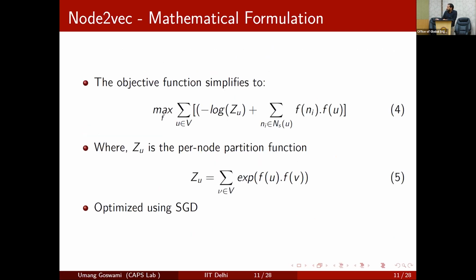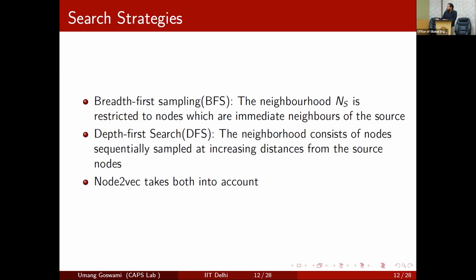Now the objective function, if you look at it from equation number 4, is the objective function where we have to maximize and preserve the neighborhood of the nodes, and this can be optimized by using SGD. So this is about node2vec.